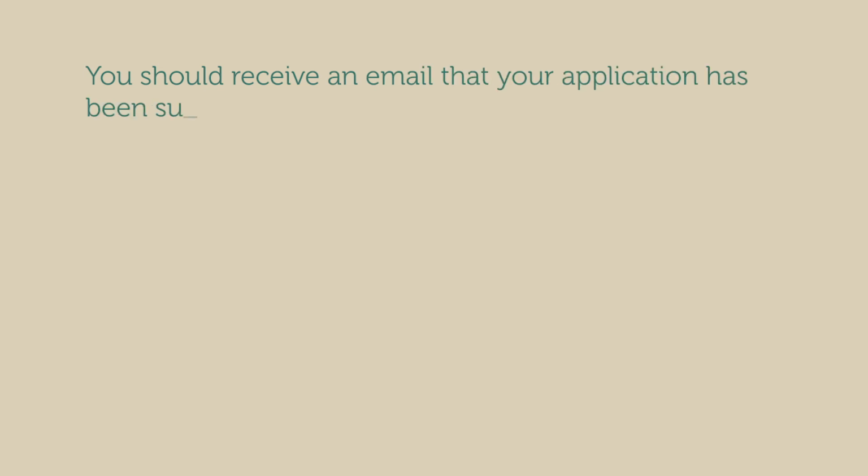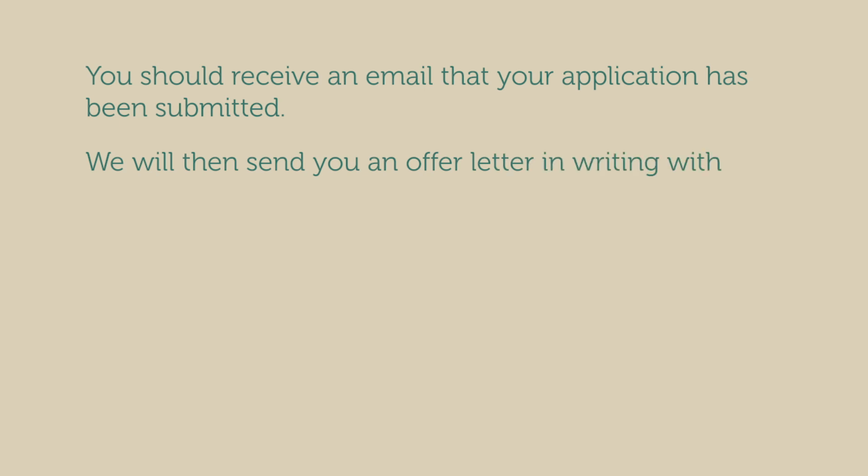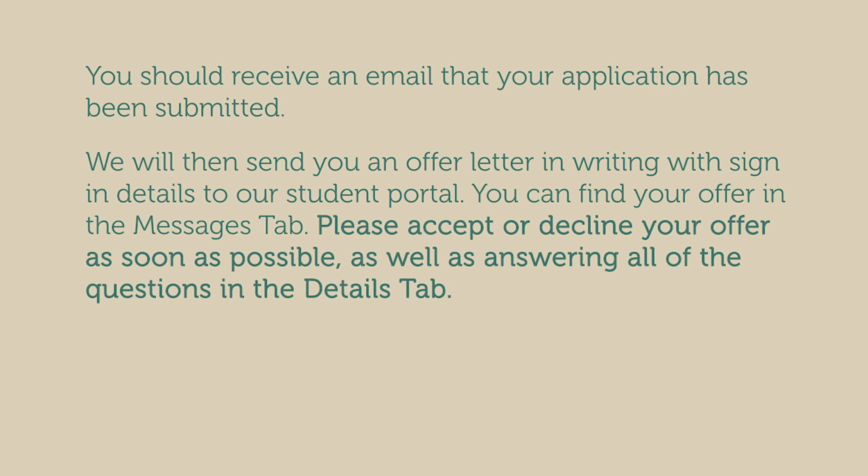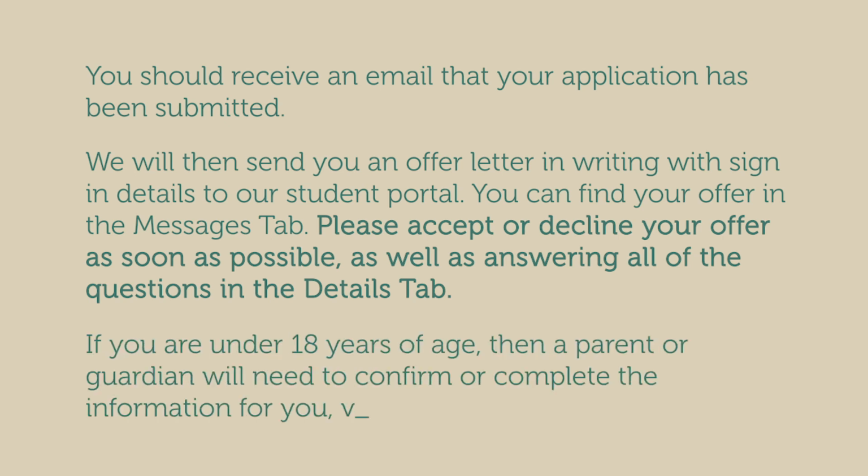You then should receive an email confirming that your application has been successfully submitted. We will then send you an offer letter in writing with details of how to sign into our student login system. You can find your offer in the Messages tab. Please accept or decline your offer as soon as possible, as well as answering the rest of the questions in the Details tab. If you're under 18 years of age, then a parent or guardian will have to confirm or complete the information for you via the parent portal.